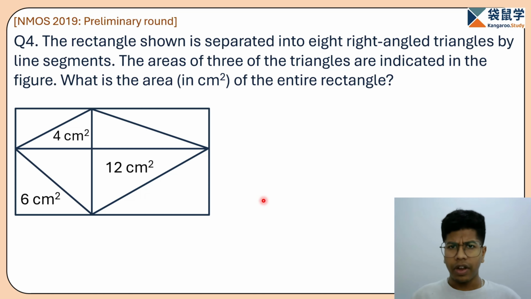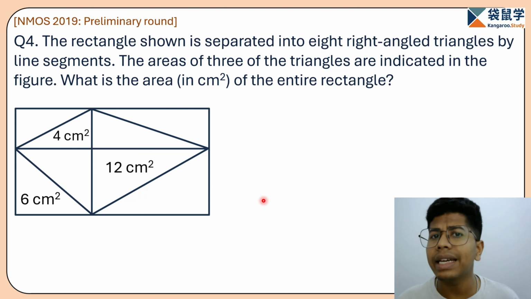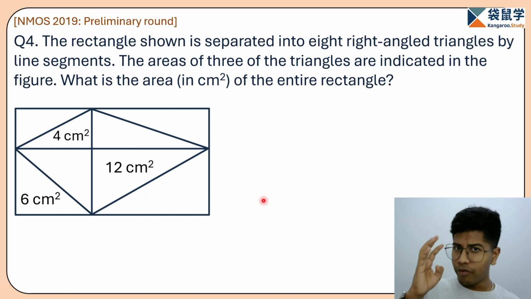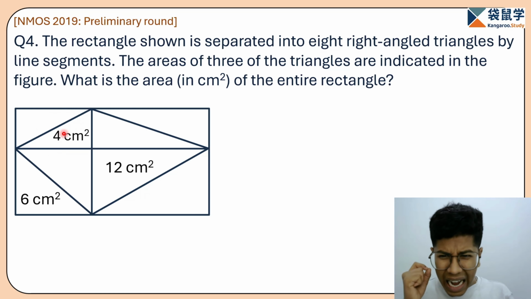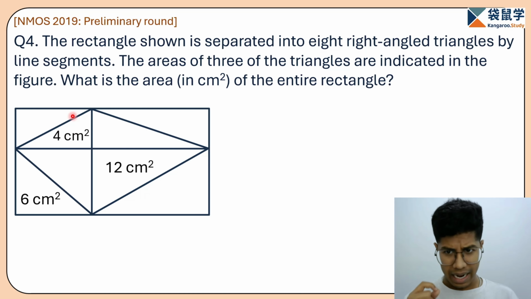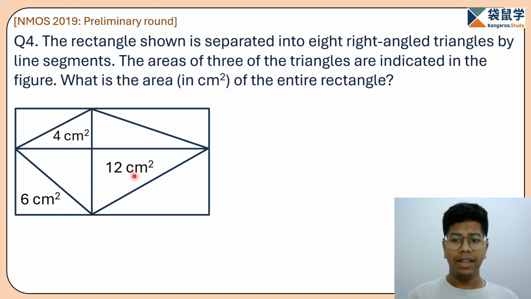Now if you observe the figure carefully, this figure is made up of how many rectangles? Oh, it's made up of 4 rectangles. Now if you observe the first rectangle over here, the area of half of the rectangle is given. It's a diagonal, due to which half of the rectangle is given as 4 centimeters. The other rectangle, half of the rectangle is given as 6 centimeters. The other rectangle, half of it, the area is 12 centimeters. We need to find out the entire rectangle.